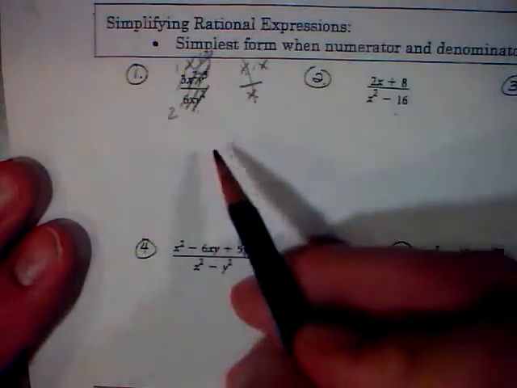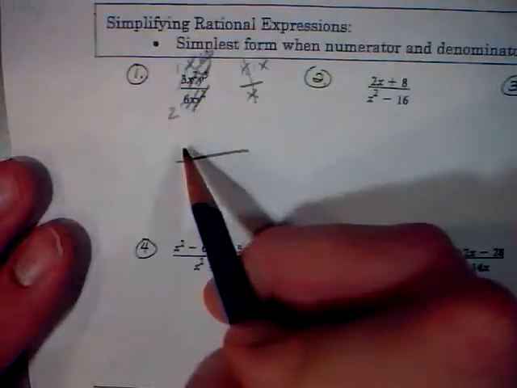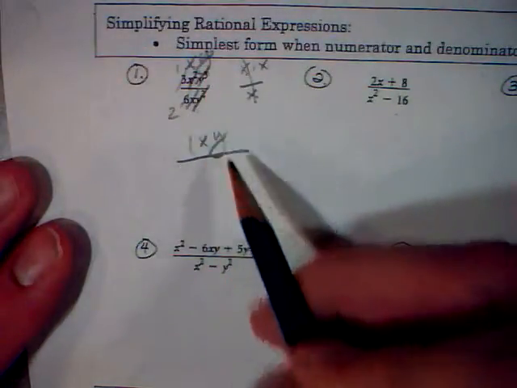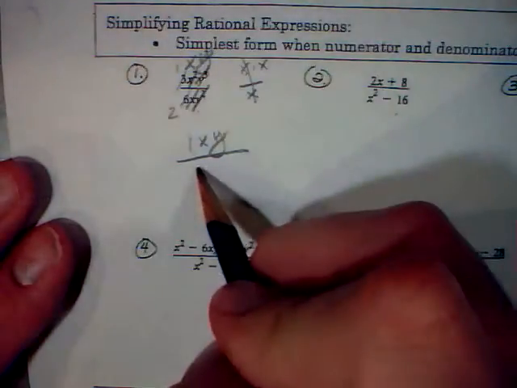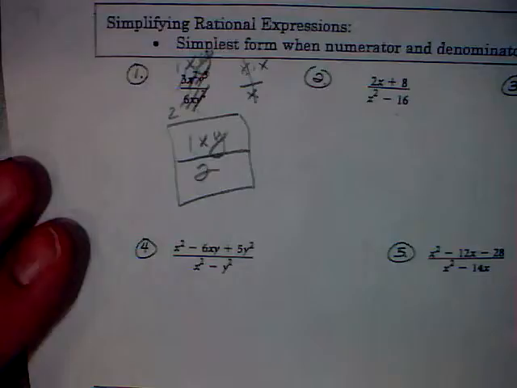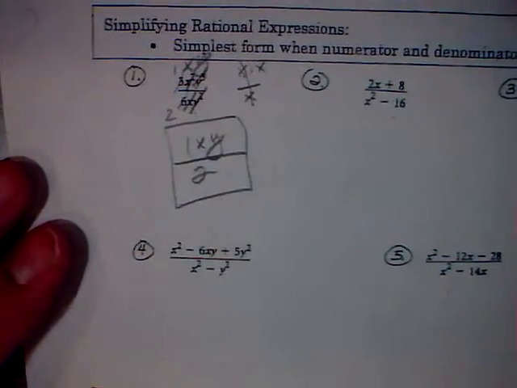And once you have those all canceled, you would just rewrite what's left. So on the top you have a 1, you have an x, and you have a y, and the only thing left we have on the bottom is that 2. Okay, so this would be your final simplified fraction on the first problem.